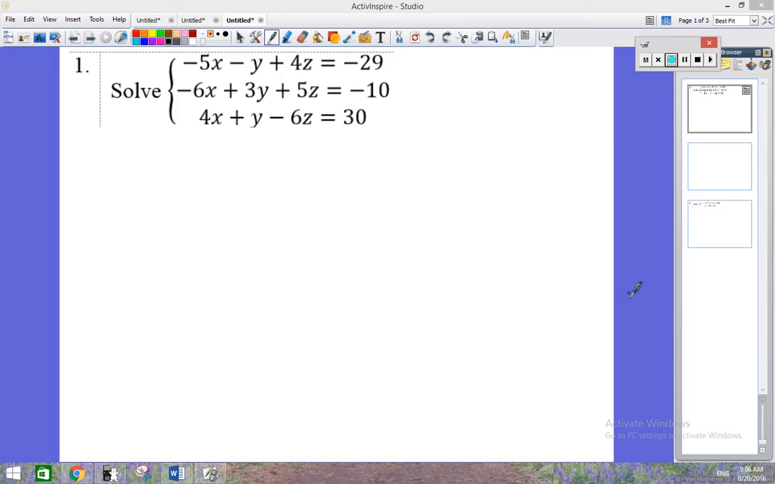Let's take a look at this problem. We have three equations in three unknowns. They refer to that as a system of equations. Each of these represents a line in three-dimensional space. The type of problems that we've looked at in class is where these three lines intersect at a unique point. The method that we are going to use to solve these 3x3 systems is method of elimination.